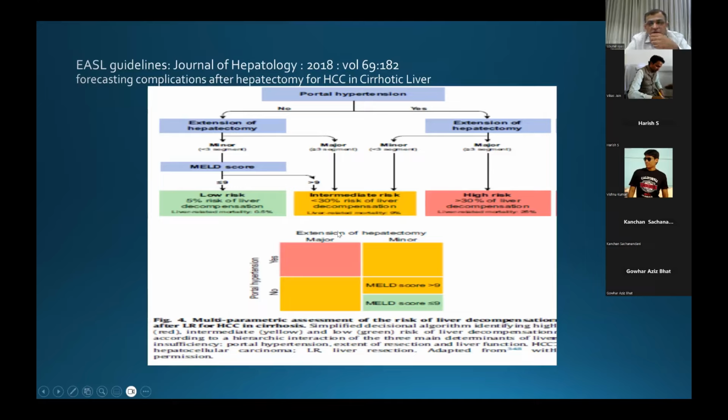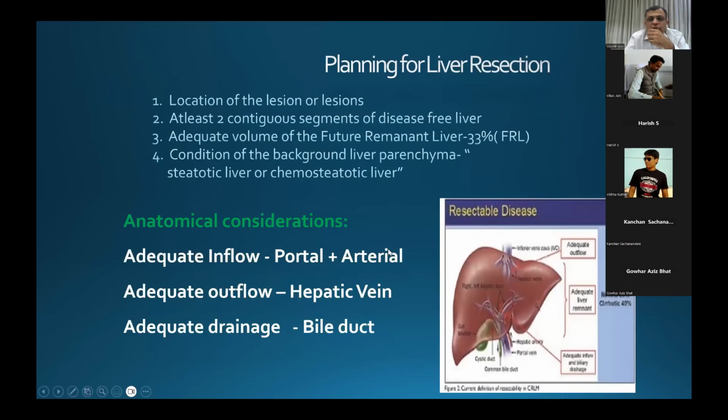Again, essentially what I'm trying to say is that all guidelines look at synthetic liver function, which means MELD scores, and you look at basically the volume of liver that is going to be left behind, and it's a combination of synthetic function and liver volumetry.